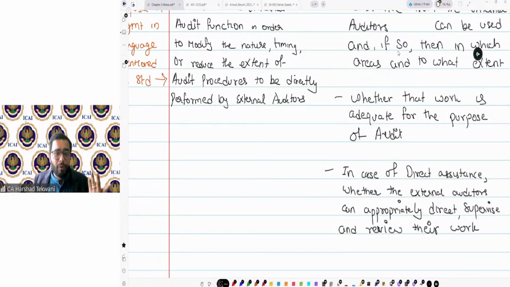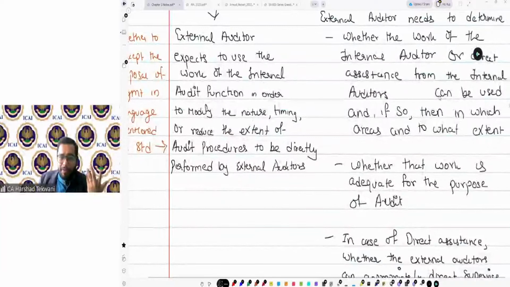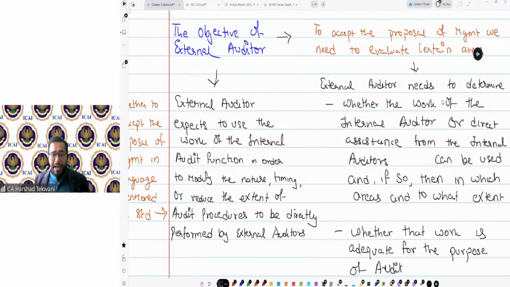Now the question is how to identify this. We have written these things we need to check, but how do we check and identify this? Whether the work can be used, and if so, in which areas and to what extent? Whether the work is adequate for the purpose of audit, how can I identify that? Don't worry, for that also the standard has provided guidance on how to determine these things.